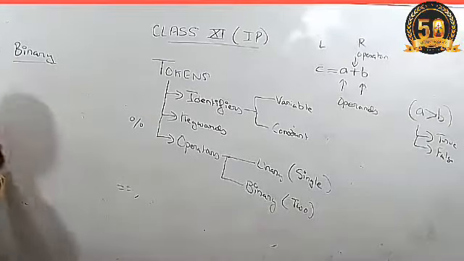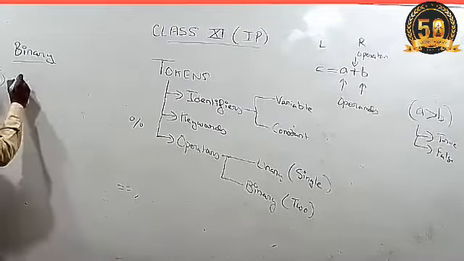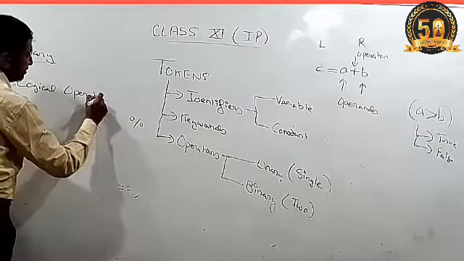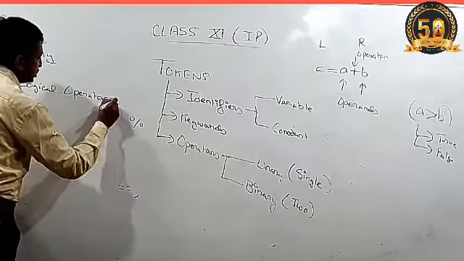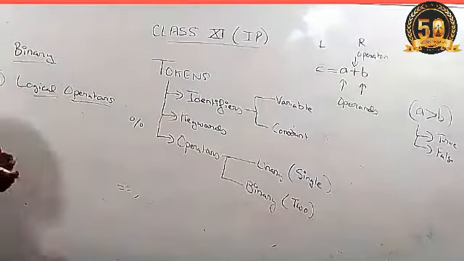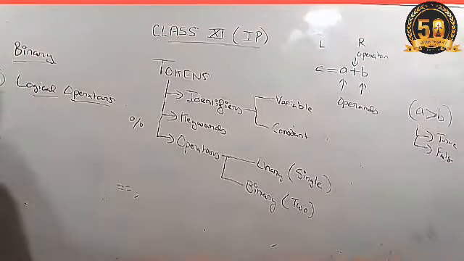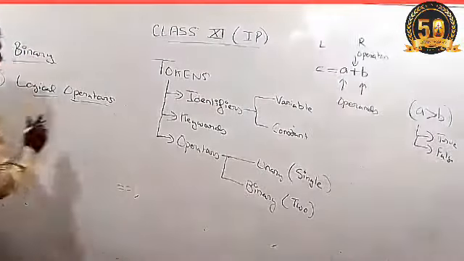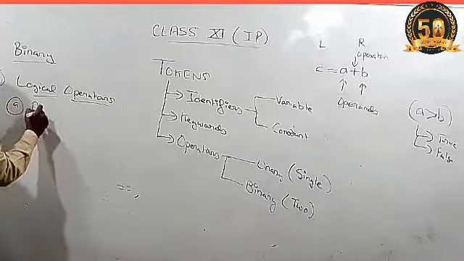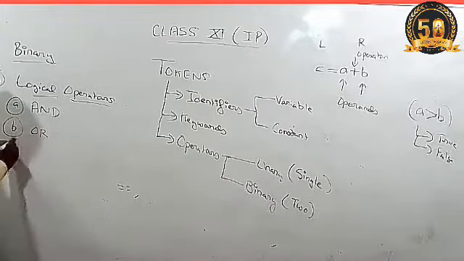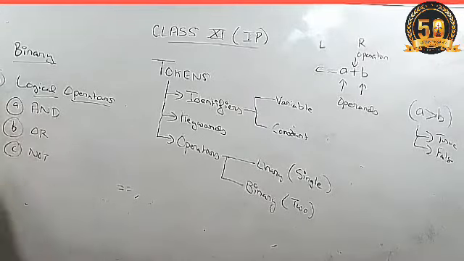Now the third category of the binary operator, that is the logical operator. When we have more than one condition, so to perform the operation over more than two conditions or one condition, we need the logical operator. There are three types of logical operator. First one is the AND, second is the OR operator, and third one is the NOT operator.